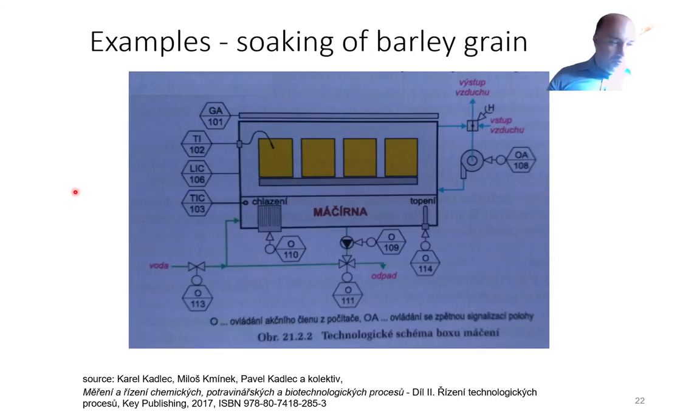So a few more examples. This is an example of a process again from the book. Mostly the book is about chemical and biochemical and food processes, and this is a soaking of barley grain. So we are soaking some grain. If you do that, you need to measure the temperatures, you need to measure the liquid level, you need to operate some valves. So this is your process here.